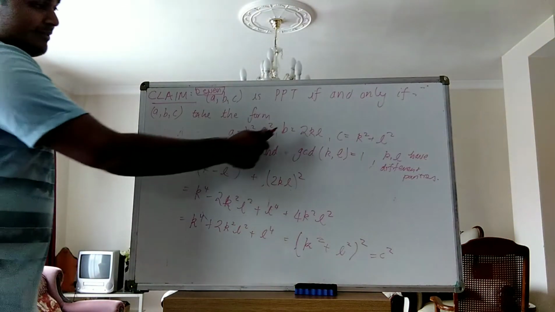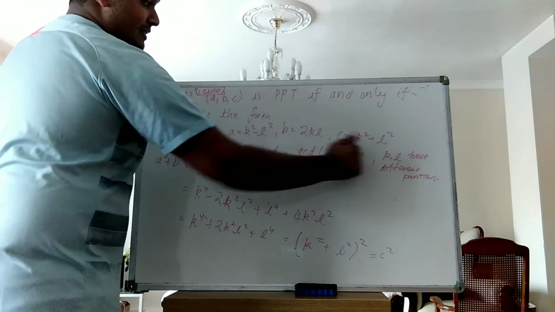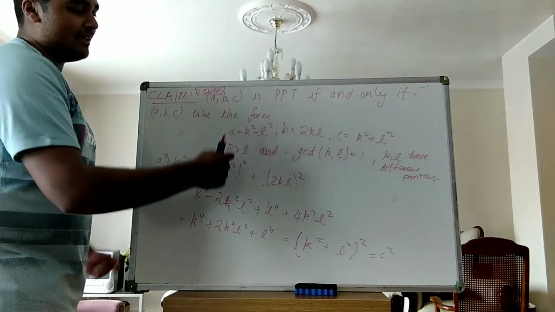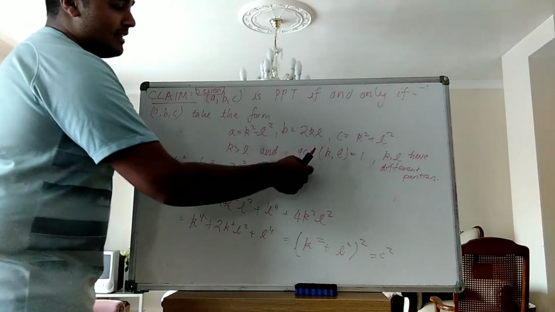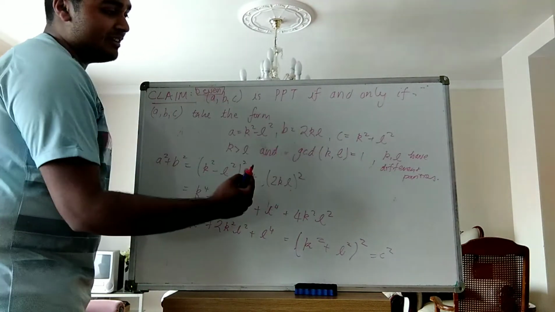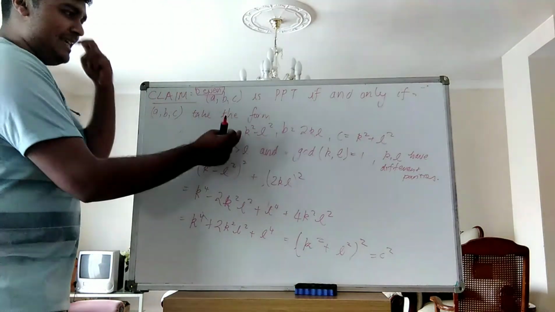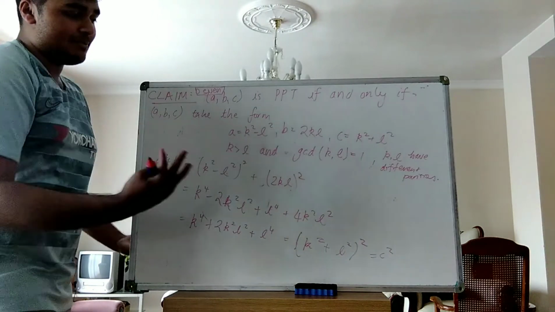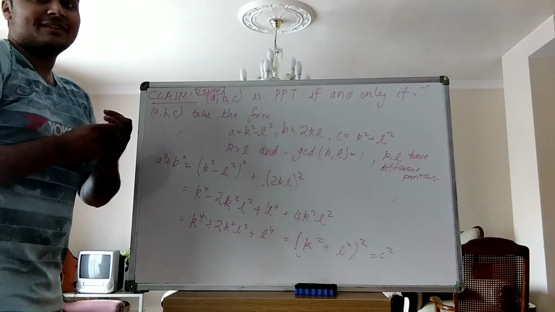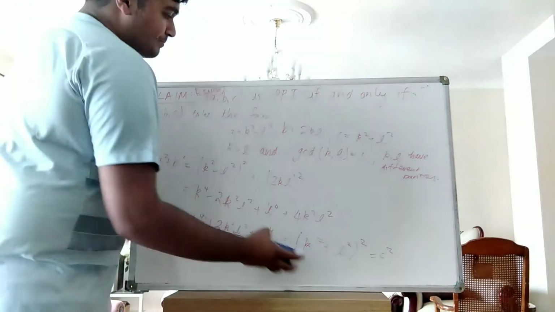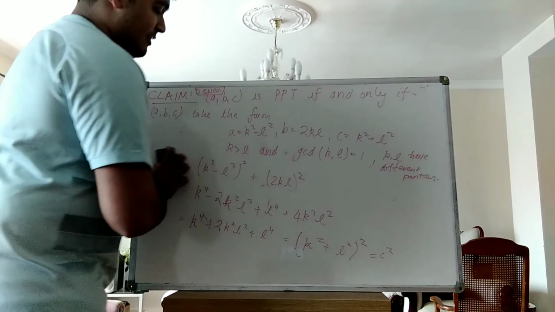So if we have integers of this form, so we choose k and l such that k is bigger than l, the greatest common divisor is 1, and they have different parities, then A, B, C of this form is a Pythagorean triple. Now we just have to check that it's primitive. In other words, A, B and C share no factors.